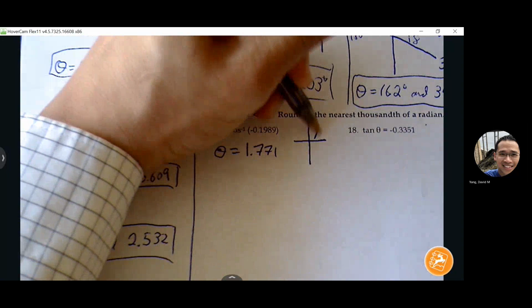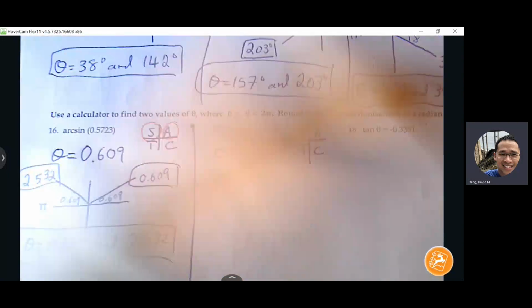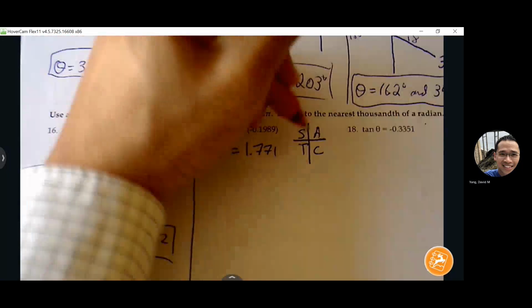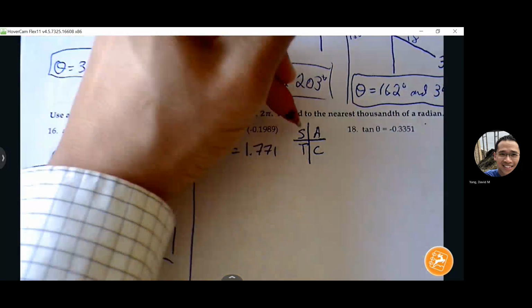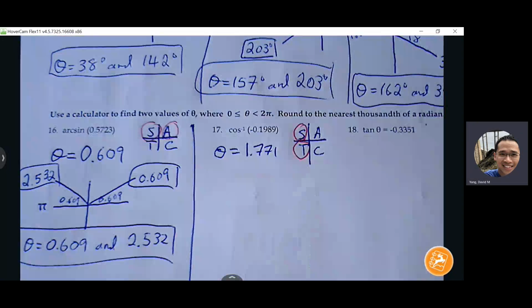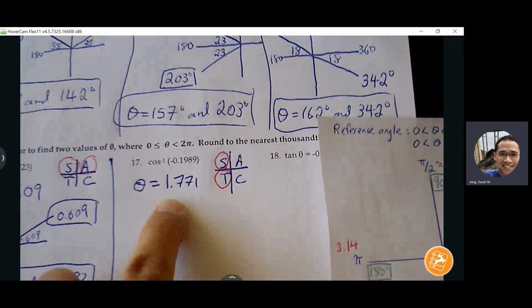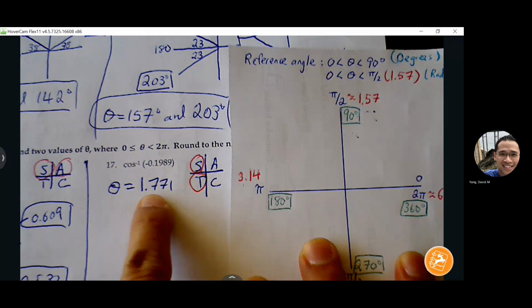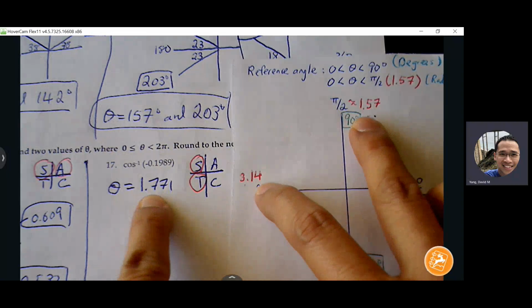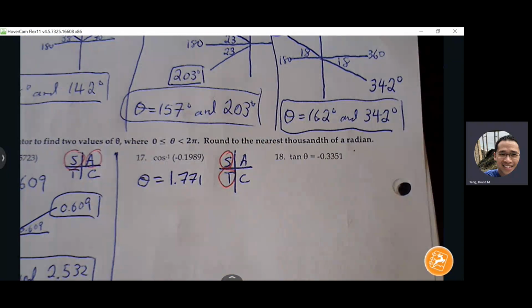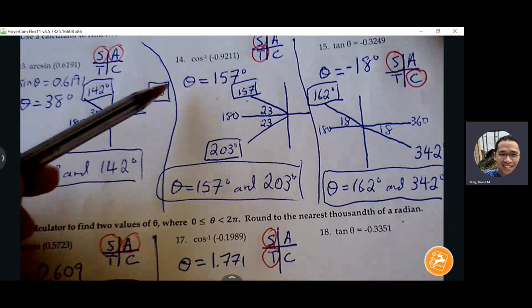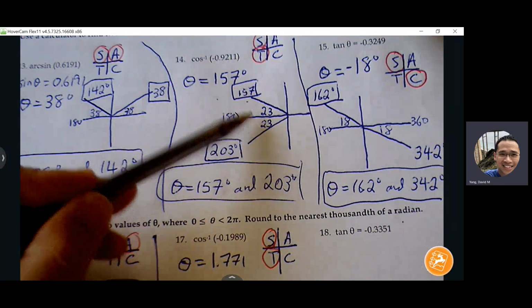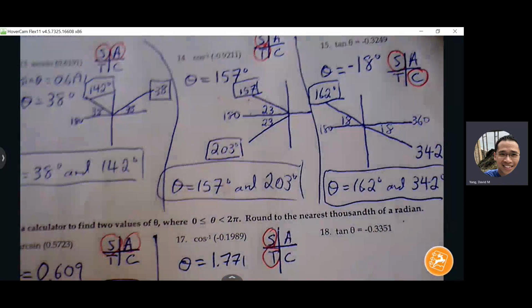Okay. Negative cosine, which quadrant do we want to be in? Second and third. Okay, is 1.771 a reference angle? It's not. It's already in which quadrant? Or in the second quadrant. Okay, so it's already one of our answers. So same idea as number 14, we're going to have to find the reference angle and from there build out to the third quadrant.